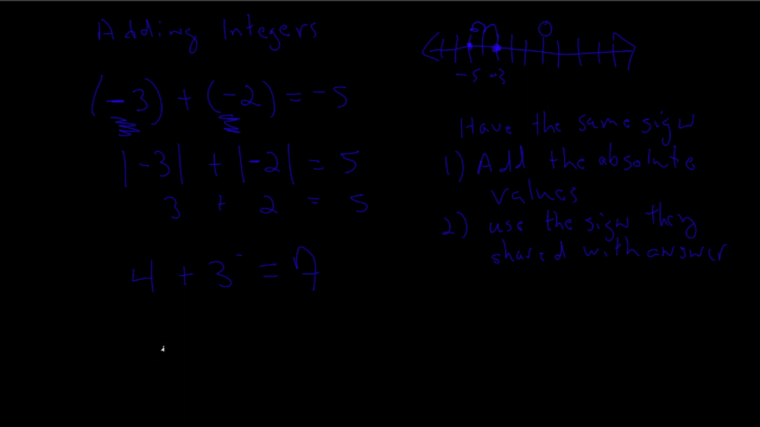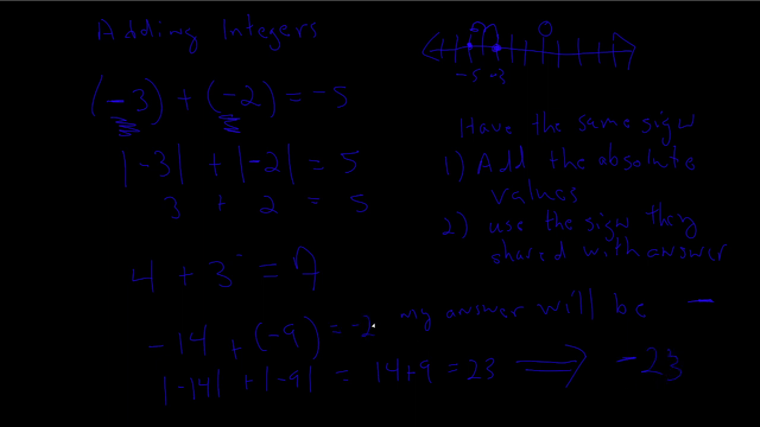So I think the example your book uses is -14 plus -9. So both are negative, so I know my answer will be negative. And so I can focus on the absolute value. And so that's 14 plus 9, which is 23. But because my answer is negative, I plop that sign on my answer and I get -23.